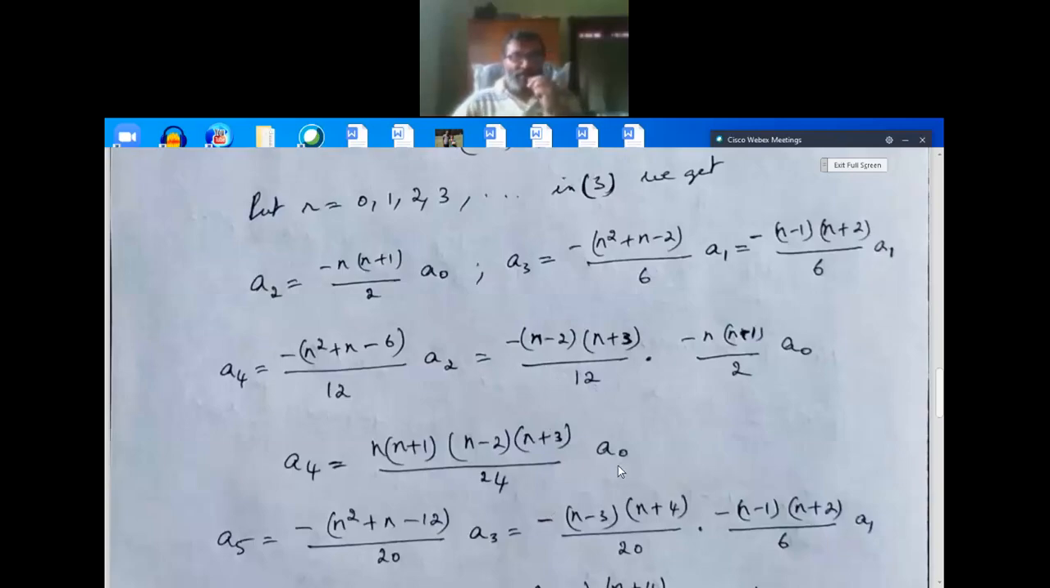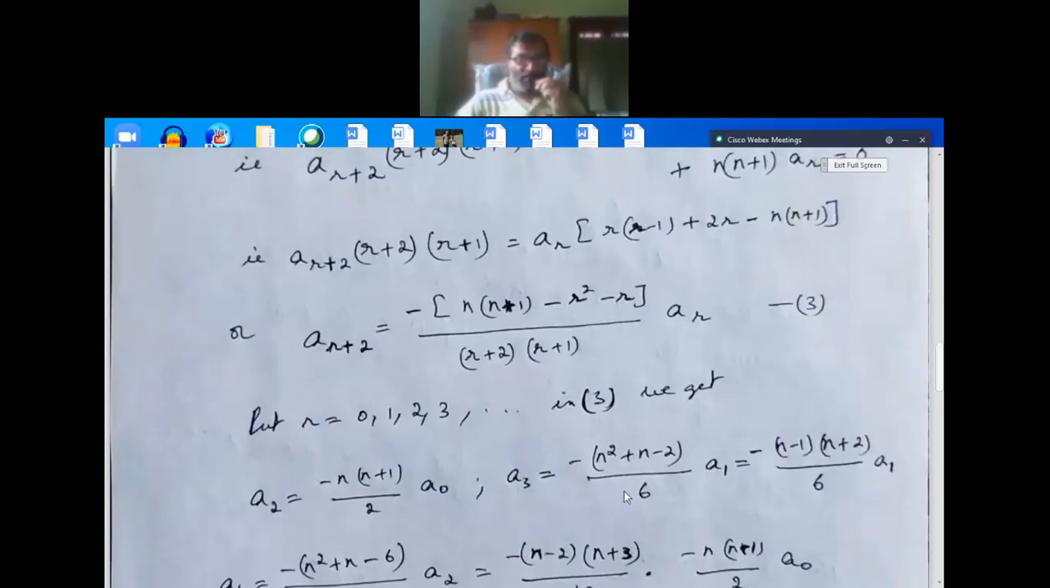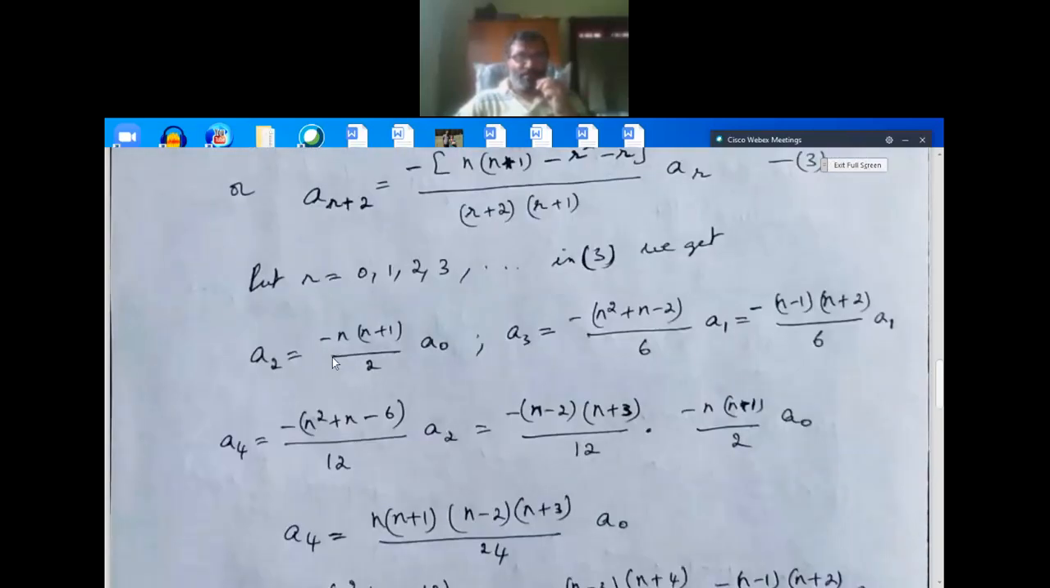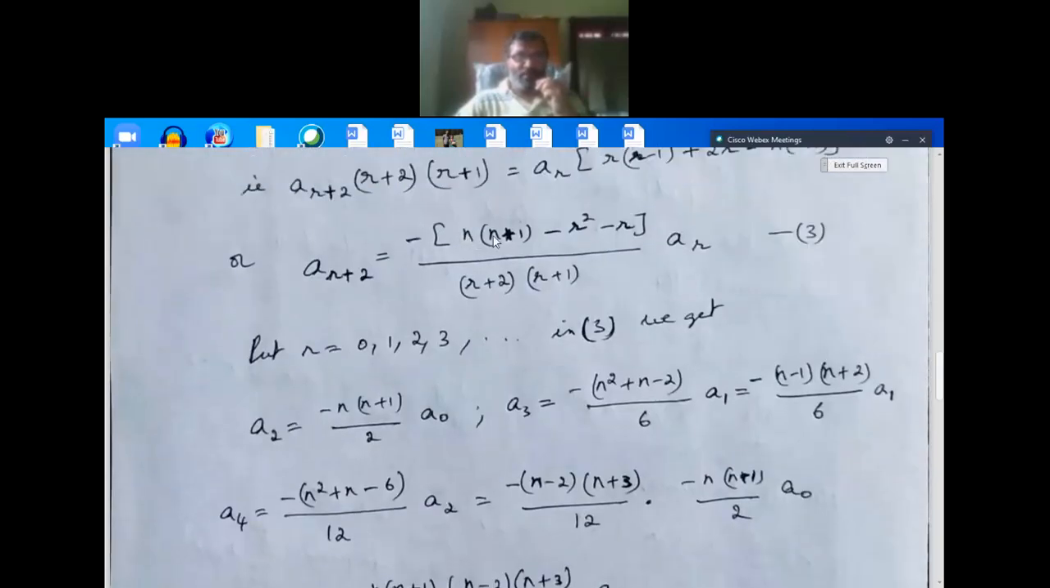So you can notice here all the even things. See, a2 is in terms of a0. Even a4 is in terms of a0. But the odd, a3 in terms of a1, we'll see what happens to a5. So to get a5, I should put r equals 3. So if I put r equals 3, here in this r equals 3, I will get minus of n into n plus 1 minus 9 minus 3 minus 12.